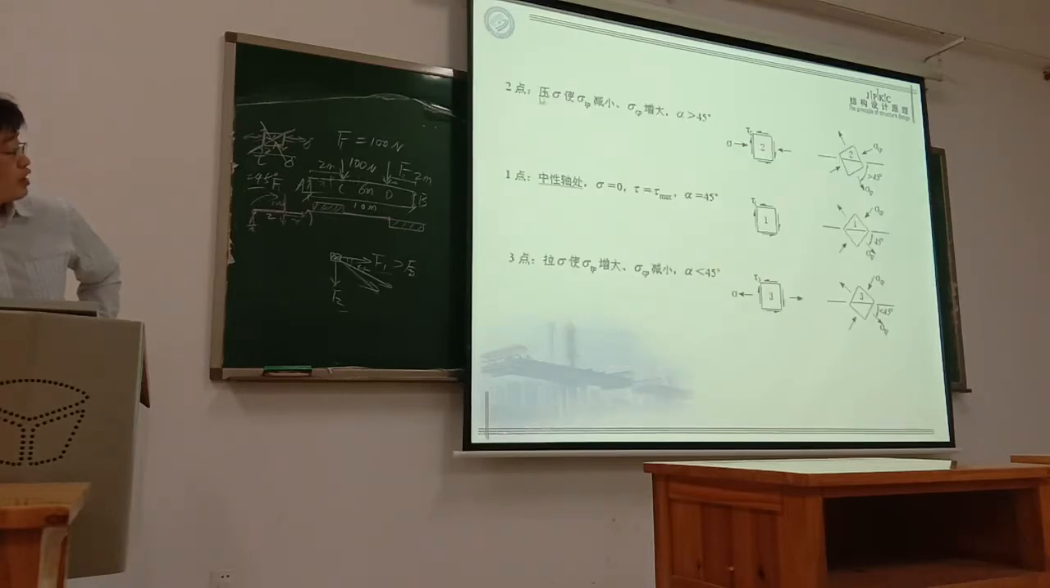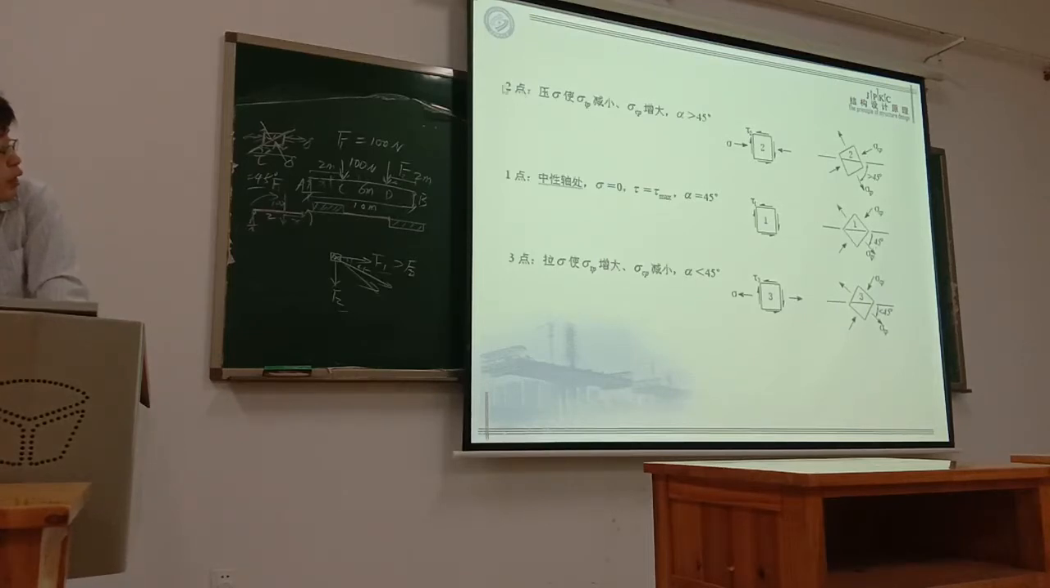So we got these 3 different parts. Part 1 is in the middle at the neutral axis. So the compression or tension stress is 0. The shear force, we got the maximum value of shear force. The horizontal stress, no matter compression or tension, is 0 because it's at the neutral axis. Then we can get the principal stress in this direction, 45 degrees.